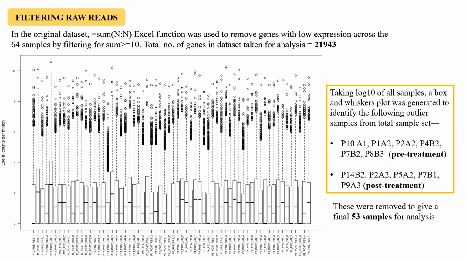To filter the raw reads, the first thing I did was to use the NXL function to remove any low expression values or low expression genes, for example, genes which have a 0 expression value across all samples. So in order to do so, I filtered for all genes which have sum of expression greater than or equal to 10. And so from an original 56,000 genes, I now had a total of 21,943.